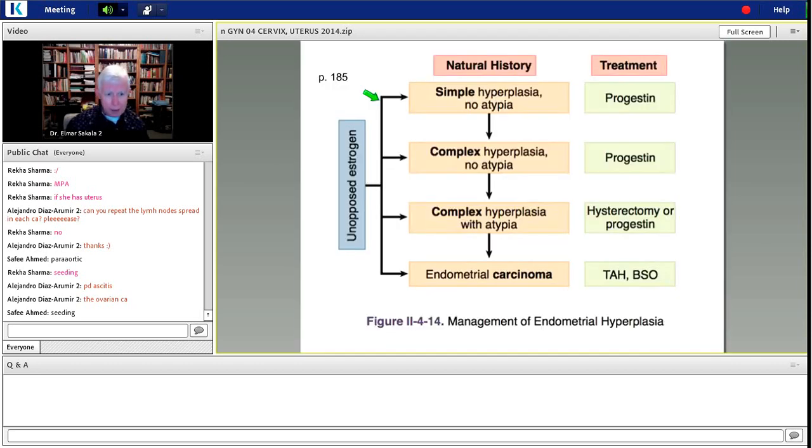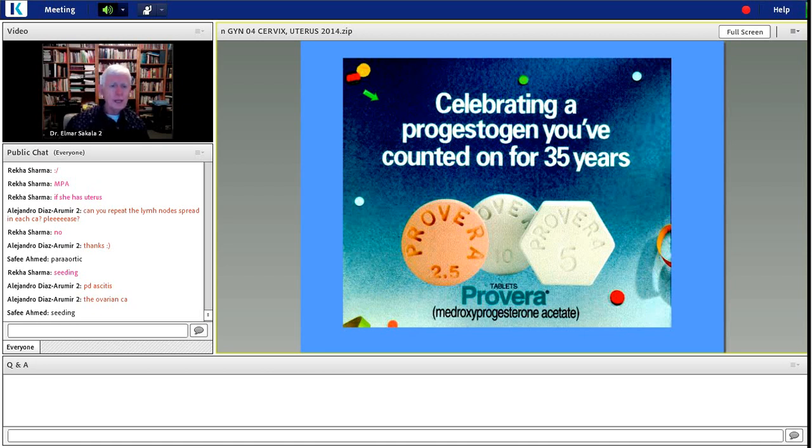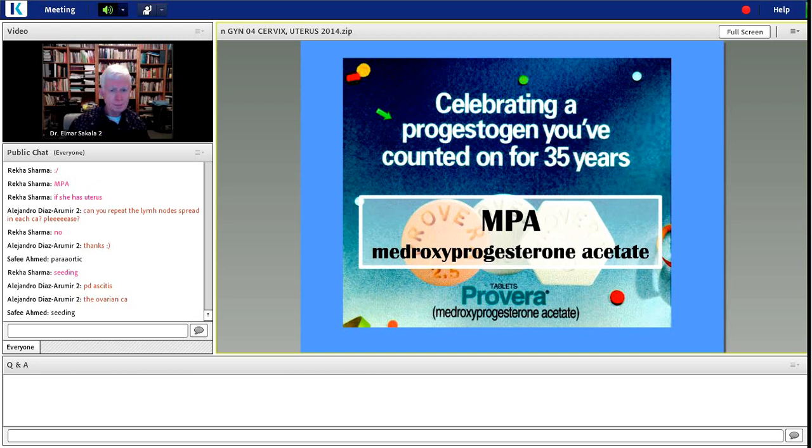Okay, it's exactly the same. Okay, here is MPA, medroxyprogesterone acetate, trade name is Provera, a progestogen you have used for 35 years. Now this word progestogen means it is a synthetic progestin. And sometimes the words progestin and progestogen are used interchangeably. It's really the same thing. It's a synthetic progesterone. MPA, medroxyprogesterone acetate.